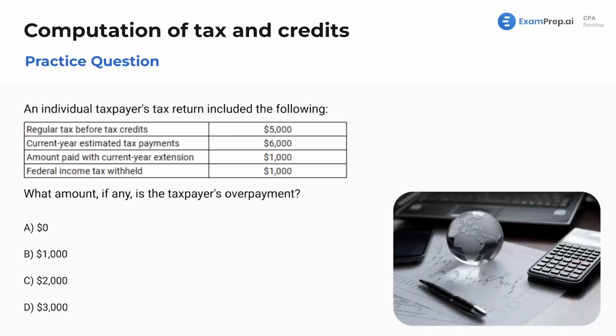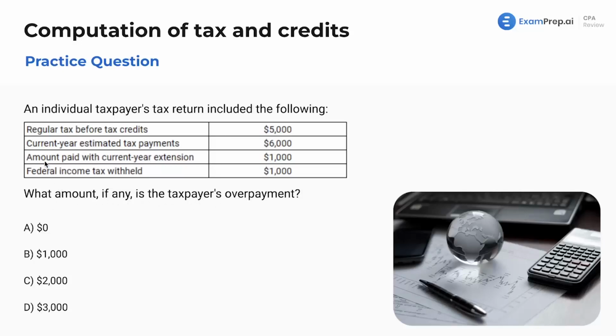We're going to run through multiple choice questions here for our tax and tax credits. We're going to compute some taxable amounts. To begin, an individual taxpayer's return included the following. Now, we have a few items here. We're going to just read the question first, though. What amount, if any, is the taxpayer's overpayment?